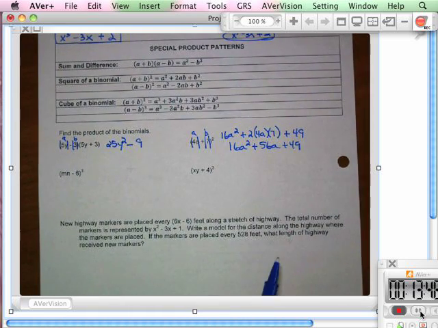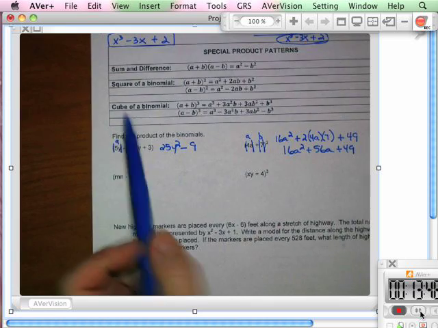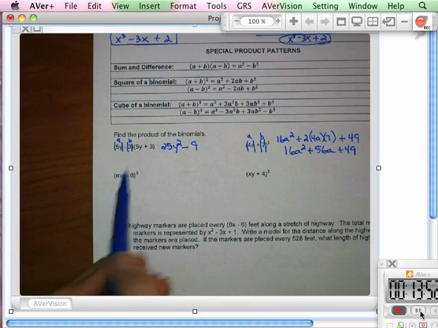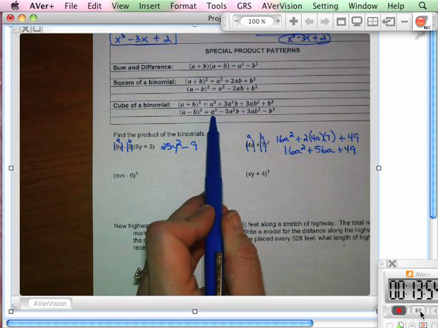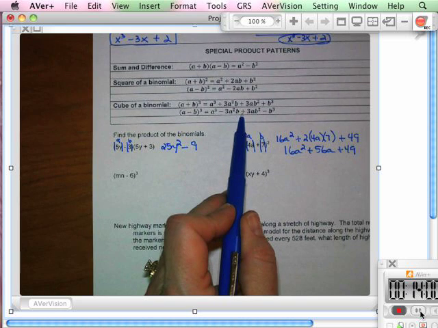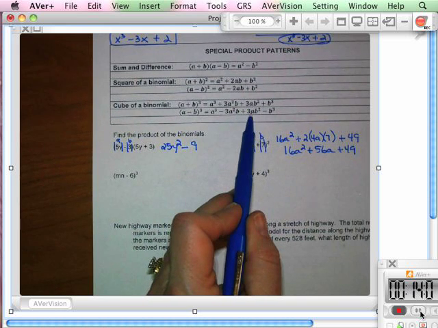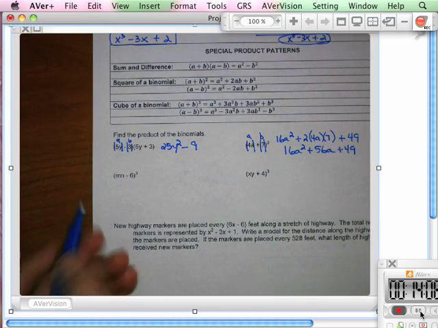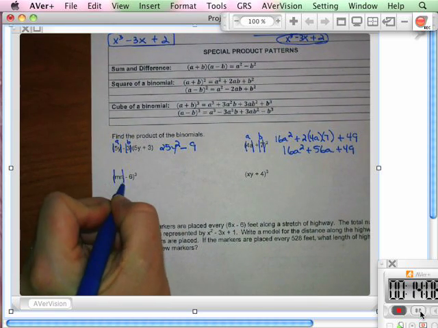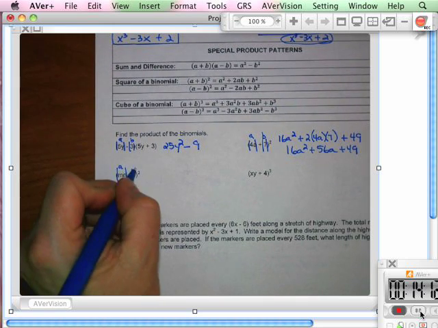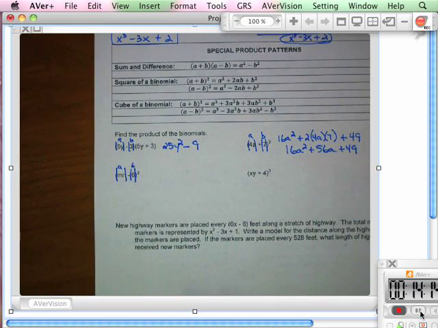Okay? Here is another, this is a cube of a binomial. It's a minus. So you notice here, this is the pattern they're saying. Okay, you're going to have A cubed minus 3A squared times B plus 3A times B squared minus B cubed. So let's just follow that pattern. Here our A is mn and our B is 6.